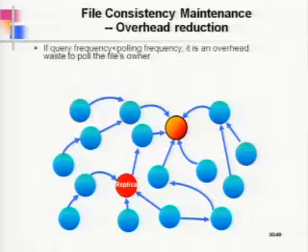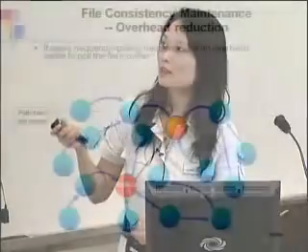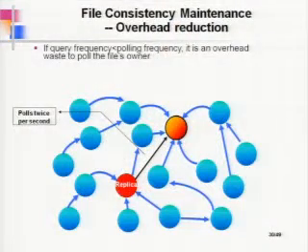Okay. So another observation is that when query frequency is less than polling frequency, it's an overhead waste to poll the file's owners. I mentioned this issue several times. Now let's see an example. Why?